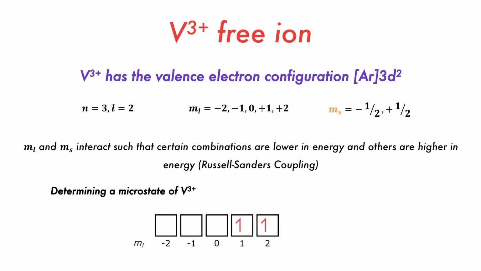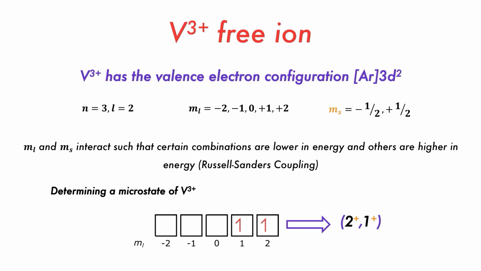The 5 boxes shown here represent the 5 d orbitals, and we can determine one of the microstates now by putting 2 electrons in any of the orbitals. Here we have put them in the ml is equal to +2 and +1 orbitals. We have also made them both spin up.